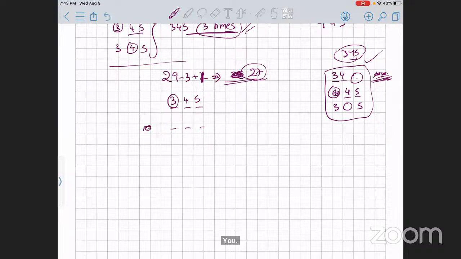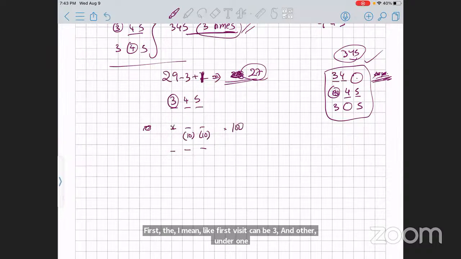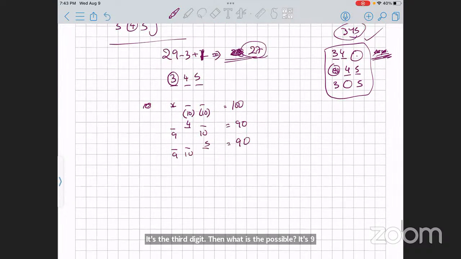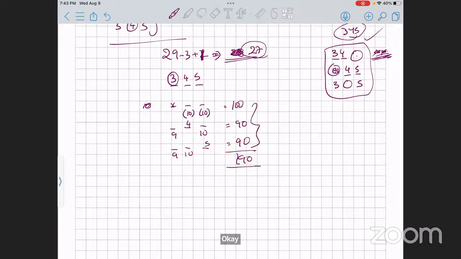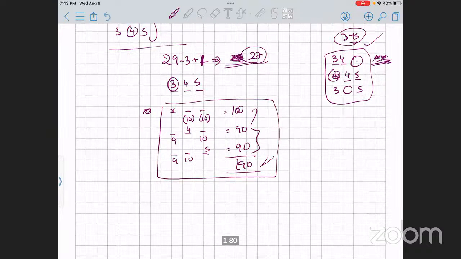The first digit can be 3. Fix the first digit and the other possibilities are 10 into 10, 100 possibilities. Fix the second digit 4, 9 into 10, 90. And fix the third digit 5. Then what are the possibilities? 9 into 10, 90. Clear? So 180 possibilities.